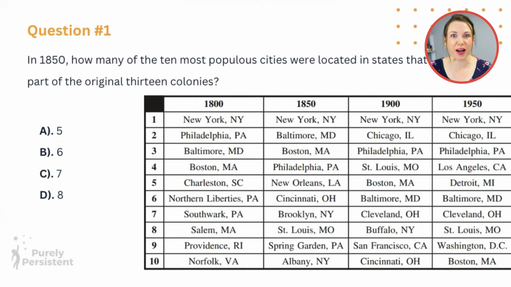Okay, let's jump into those questions. Question number 1. In 1850, how many of the 10 most populous cities were located in states that were part of the original 13 colonies? Okay, so it's really important that you have a general idea of what the original 13 colonies were. So when you look at a flag, the 13 stripes, those are representing those 13 original colonies, right? And so those colonies were in the northeastern portion of the United States.